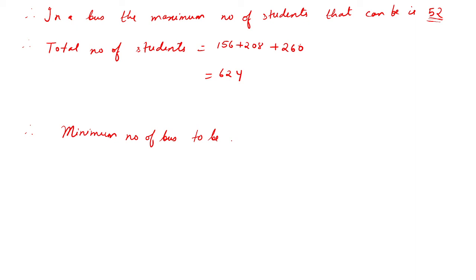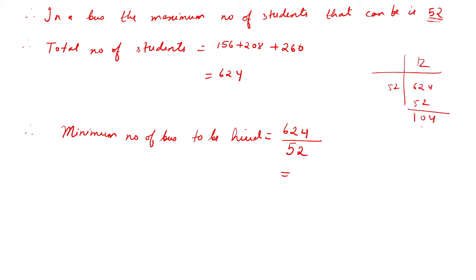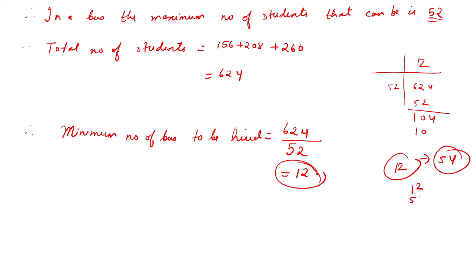Okay, so you have 624 students, and in each bus 52 students can be seated. So you take the division of 624 by 52, and you get 12. Therefore, the minimum number of buses to be hired is 12. So if you hire 12 buses, in each bus 52 students can be seated.